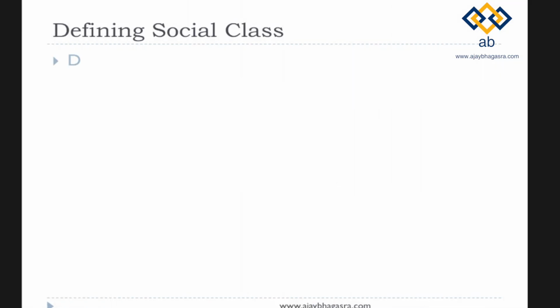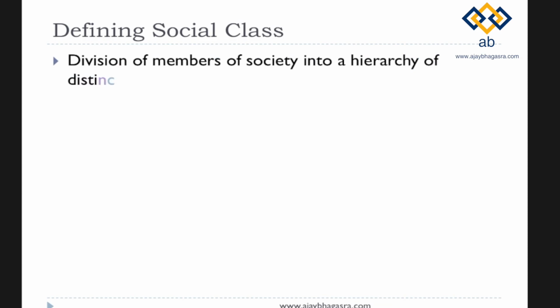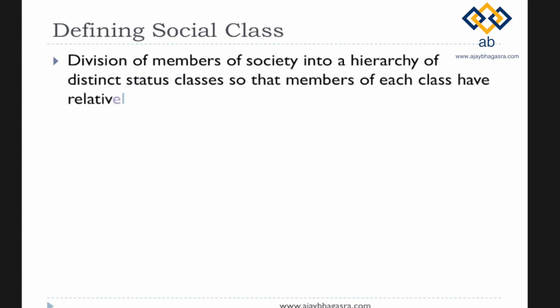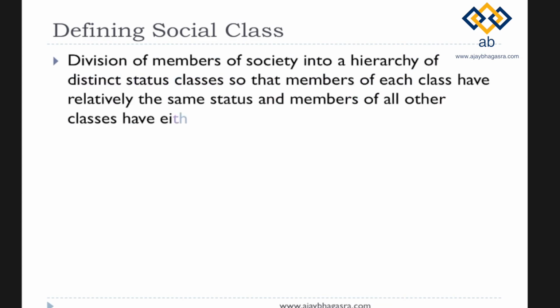So if we go into how social class is defined, this is the formal definition, and let us talk about this. The definition says it is a division, right? It starts from the division, which means it is segregation. That is what we were discussing also. It is the division of members of society into a hierarchy of distinct status classes, so that members of each class have relatively the same status and the members of other classes have either more status or less status. This is how it is defined.